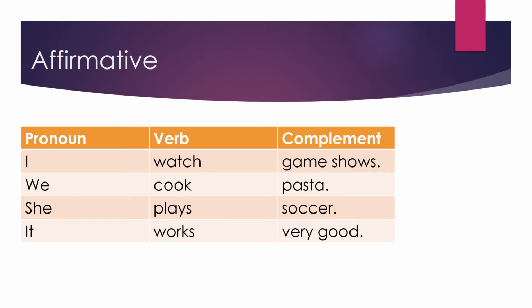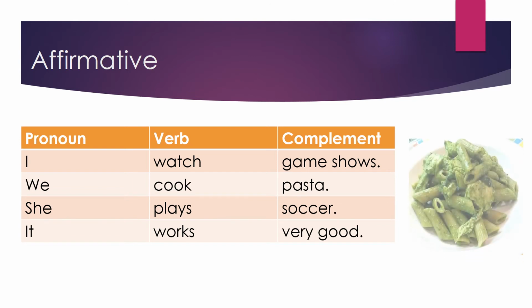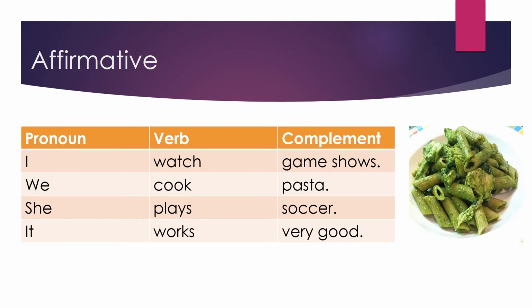Remember, the affirmative sentence always follows the same structure. The pronoun goes first, the person goes first. After the person, we have a verb. Remember, the verb goes in the base form. And after the pronoun and a verb, we could add a complement to make our sentences a bit better to understand. Okay? So don't forget pronoun, verb, and complement. The verb goes in the base form.